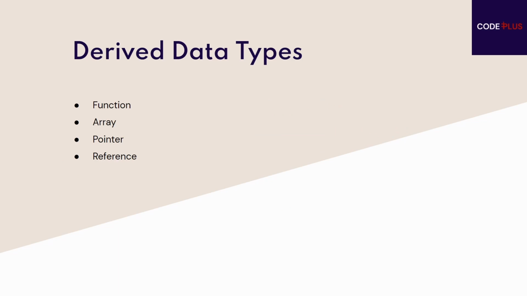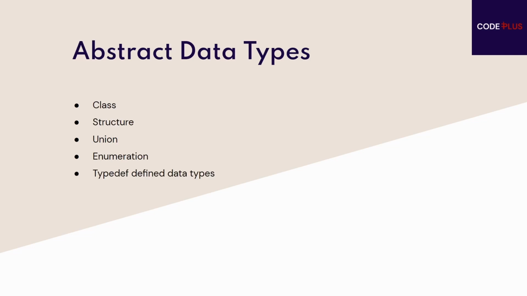Derived data types are directly derived from the primitive or built-in data types. Function, array, pointer, and reference are derived data types. Abstract data types are defined by the user itself, like defining a class or a structure in C++. C++ provides the following user-defined data types: class, structure, union, enumeration, and typedef defined data types. We will talk about these data types and their usage in later videos.